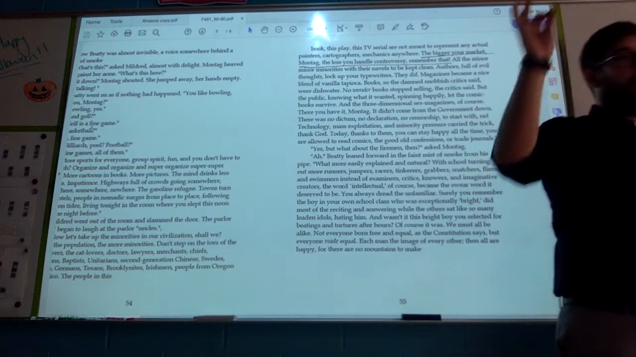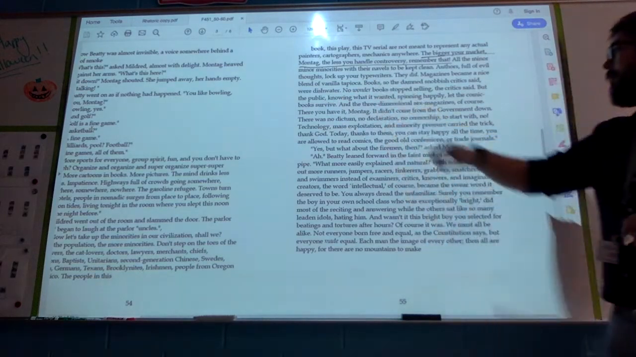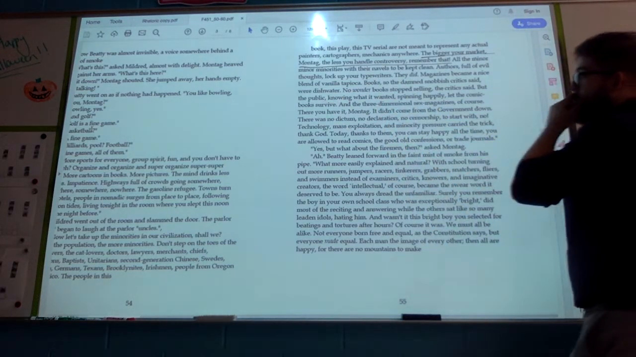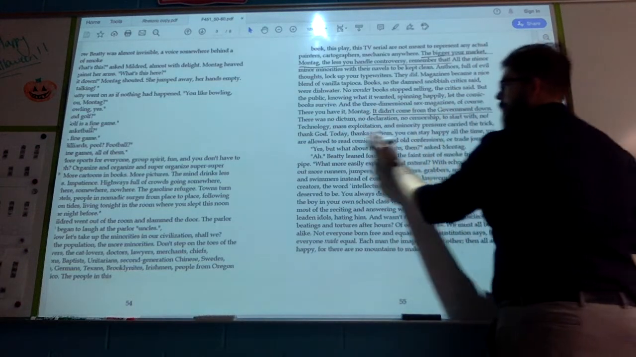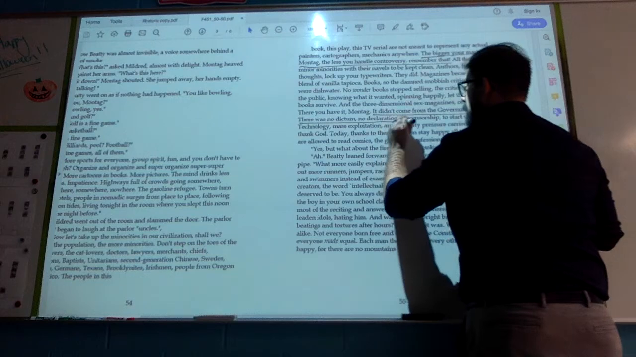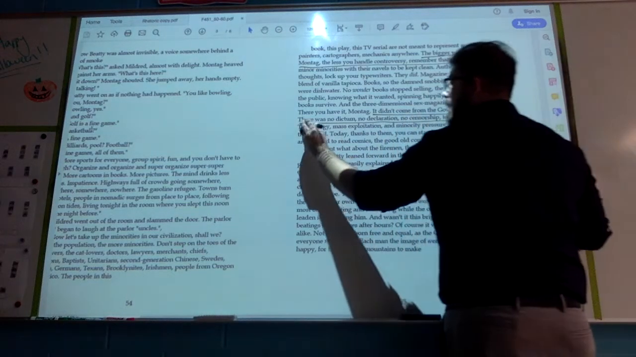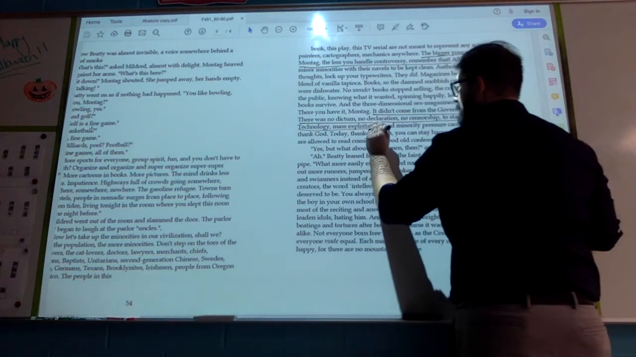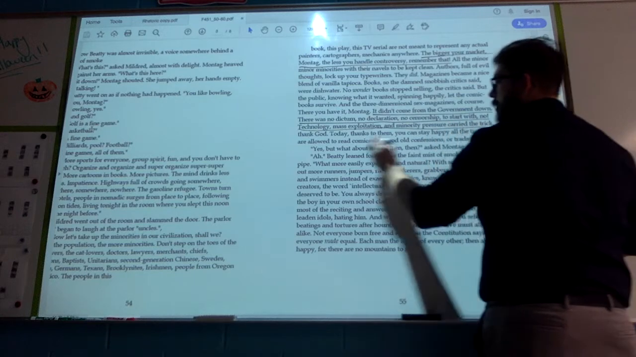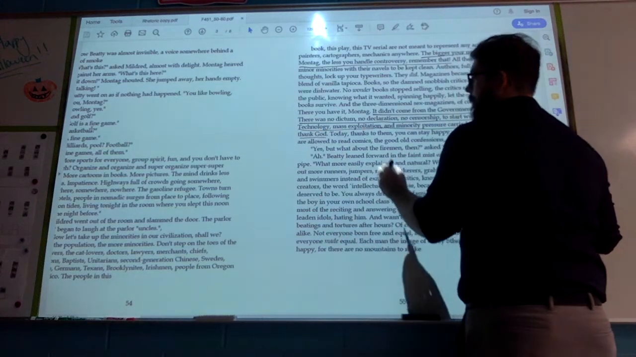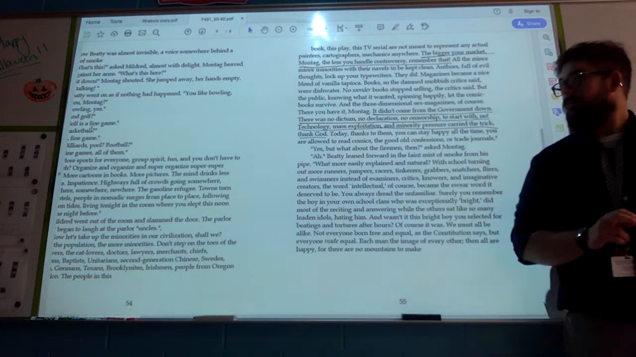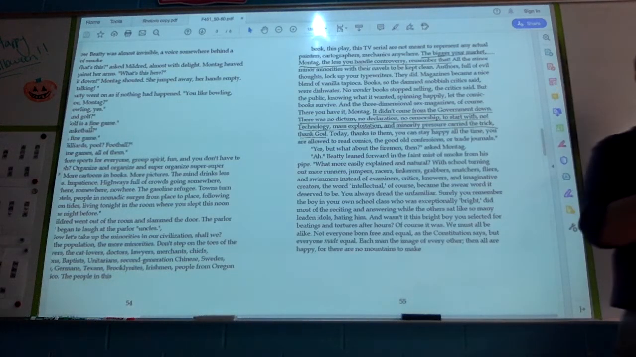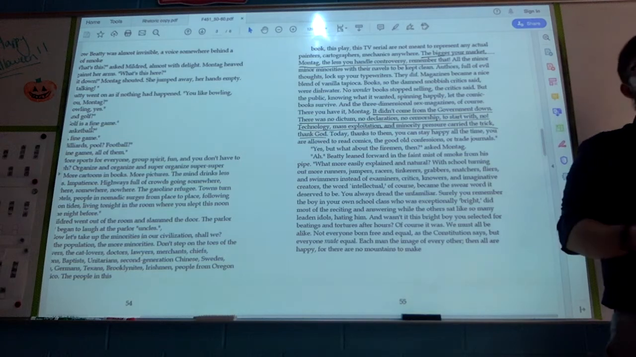So this is exactly why society has changed. It tells us here, right here: it didn't come from the government down. There was no dictum, no declaration, no censorship to start with. No. Technology, mass exploitation, and minority pressure carried the trick. Thank God. It wasn't the government that did this. It was people.